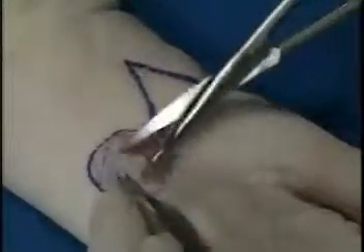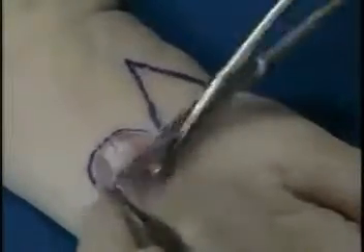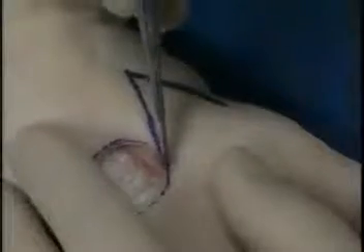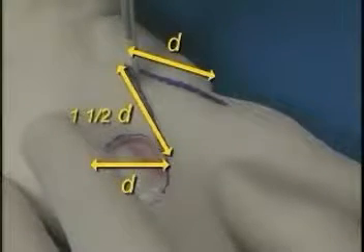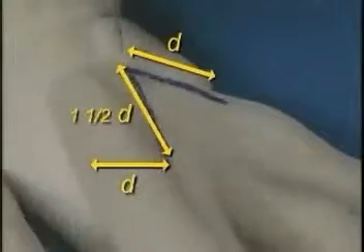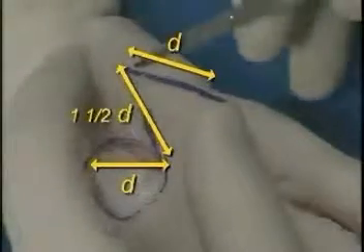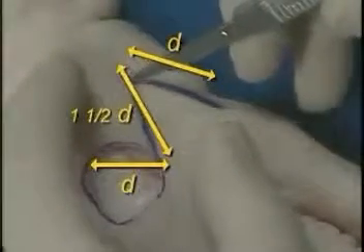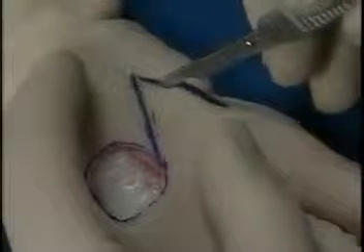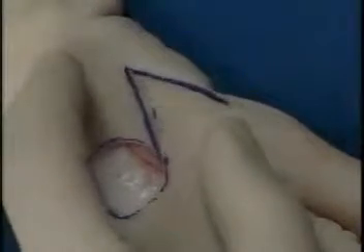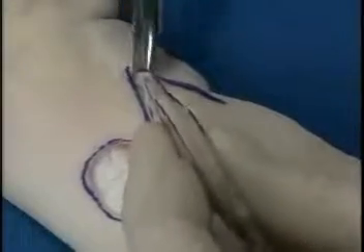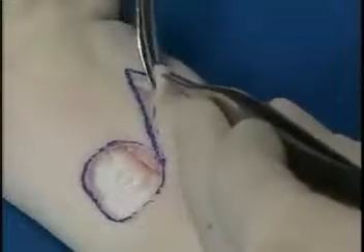Once this lesion is removed, the other limbs of the note flap are drawn. There's the first limb. It's approximately 1.5 times the diameter as a tangent. And the second limb is now cut. That is the diameter of the lesion at approximately 60-degree angle.